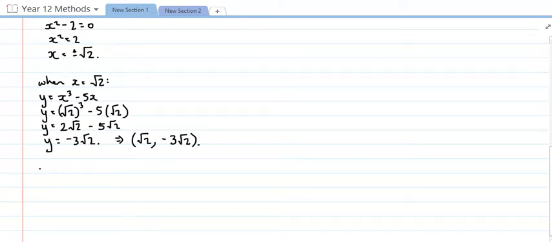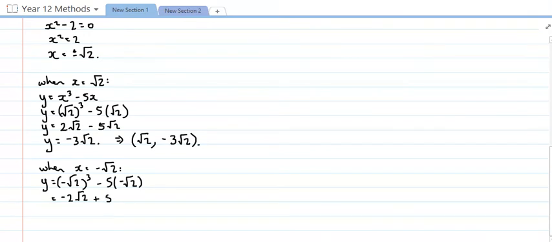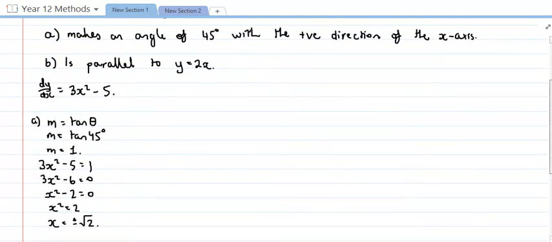And likewise, when x equals negative root 2, I suspect that this will be something similar. So y will equal negative root 2 cubed, and then minus 5 times negative root 2. So negative root 2 cubed is negative 2 root 2. The negative and negative here is going to make it plus, and then 5 root 2, giving the value of 3 root 2. So this gives us the coordinates of negative root 2 and 3 root 2. Nice bit of sort of symmetrical nature to that one. So that was the first one.